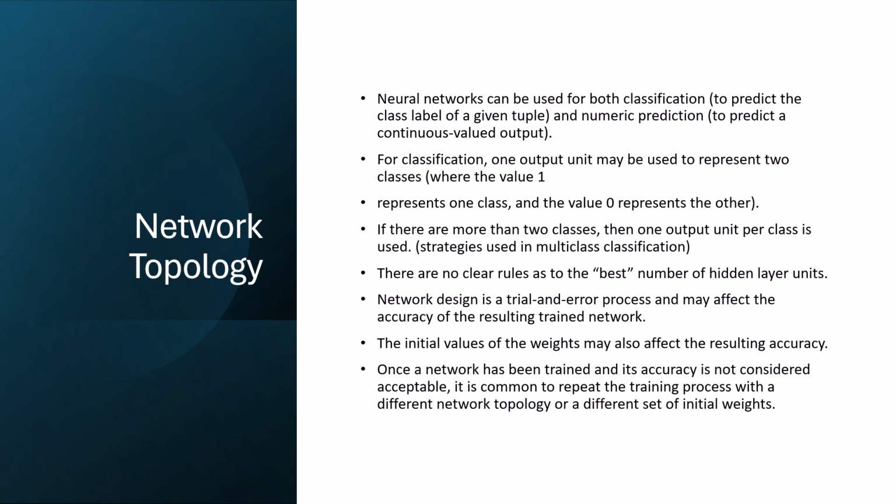There are no clear rules as to the best number of hidden layer units. Network design is a trial and error process and may affect the accuracy of the resulting trained network. The initial values of the weights may also affect the resulting accuracy. Once a network has been trained and its accuracy is not considered acceptable, it is common to repeat the training process with a different network topology or a different set of initial weights.